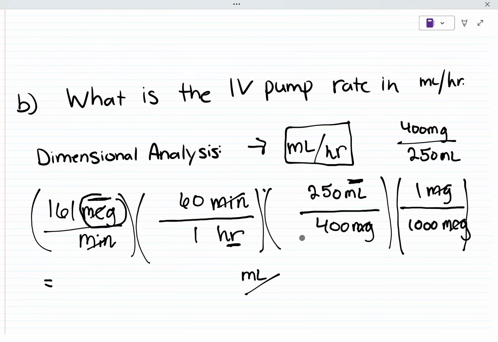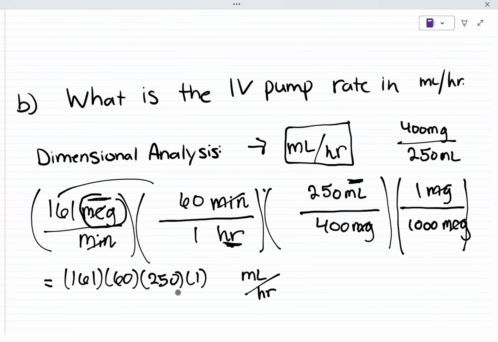So that means that on the numerator you're left with the milliliters, and on the bottom you're left with hours, right? If you look at the bottom, the unit that doesn't disappear is hour, and we want it on the bottom. And on the numerator, the only unit that survives is milliliters. Good. And then just multiply numerator over denominator. So 161 times 60 times 250 times 1.